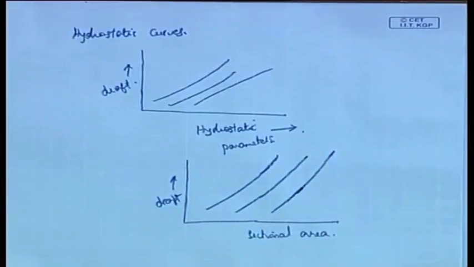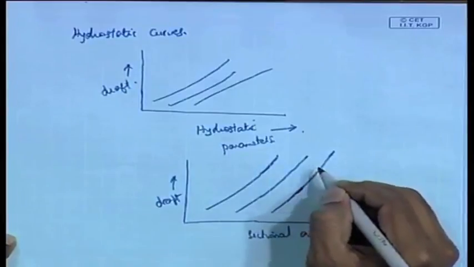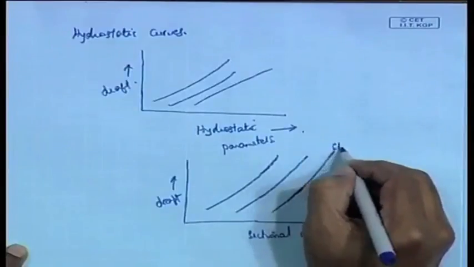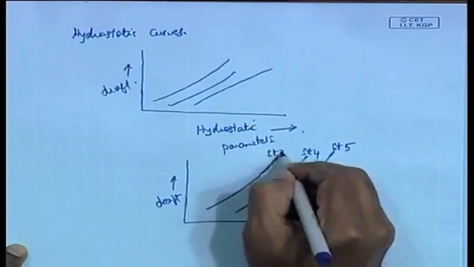So, sectional area you will have like this. These sectional areas with draft, each of them, as you can imagine, the sectional area will depend upon the station at which you are studying. So, this station, this could be station 5, this could be station 4, and this could be station 3.